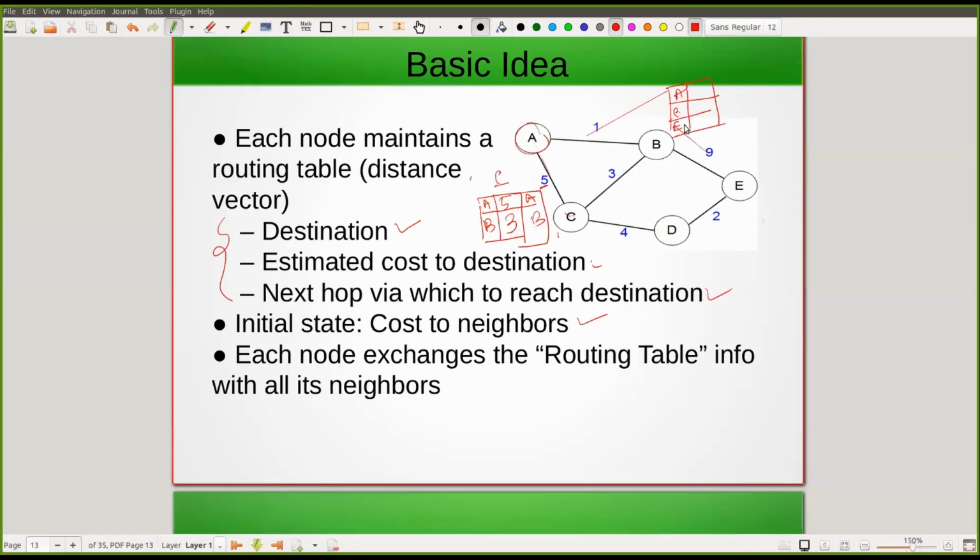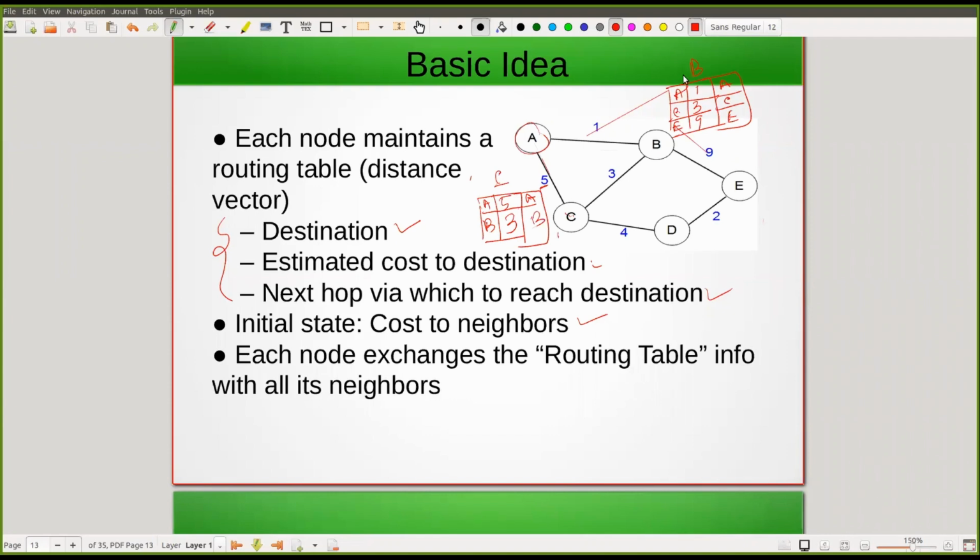These are the three pieces of information available at B because these are its direct neighbors. So the cost of going to A from B is 1. Cost of going to C is 3. Cost of going to E is 9. Via whom? As they are neighbors, directly, the next stop is A, the next stop is C, the next stop is E. This is the distance vector maintained initially at the B end.